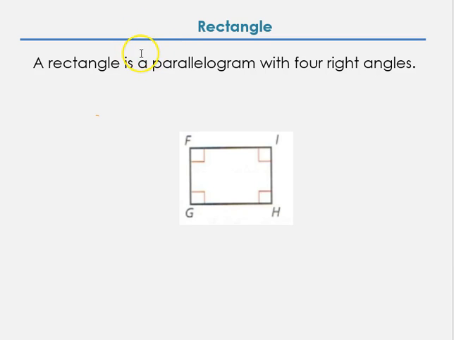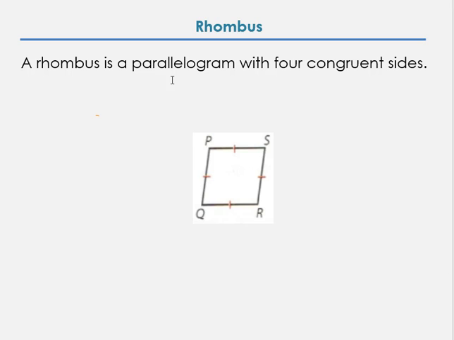Now let's take a look at another quadrilateral that is also a parallelogram. However, it's a parallelogram that has 4 right angles. And you're familiar with this shape. This is a rectangle. So a rectangle is a parallelogram with 4 right angles.